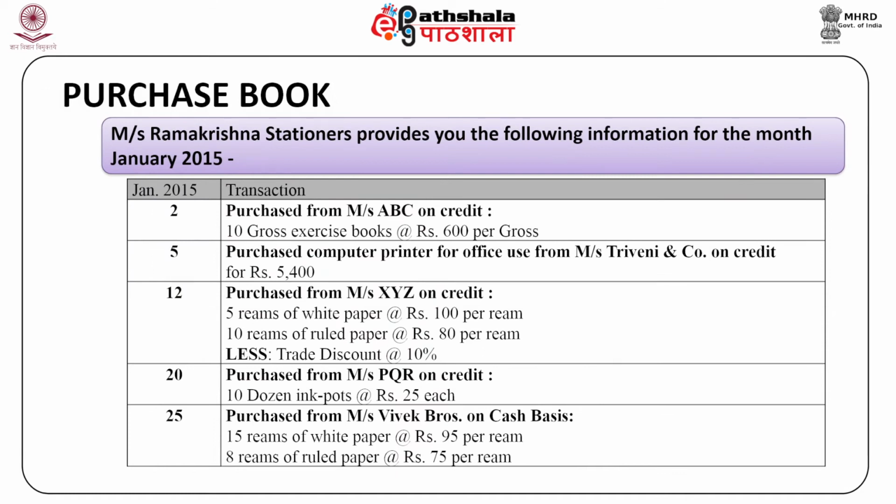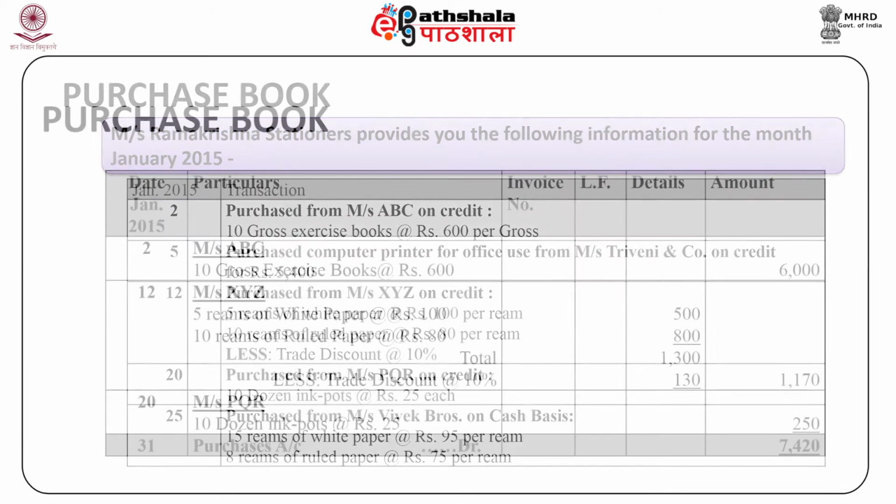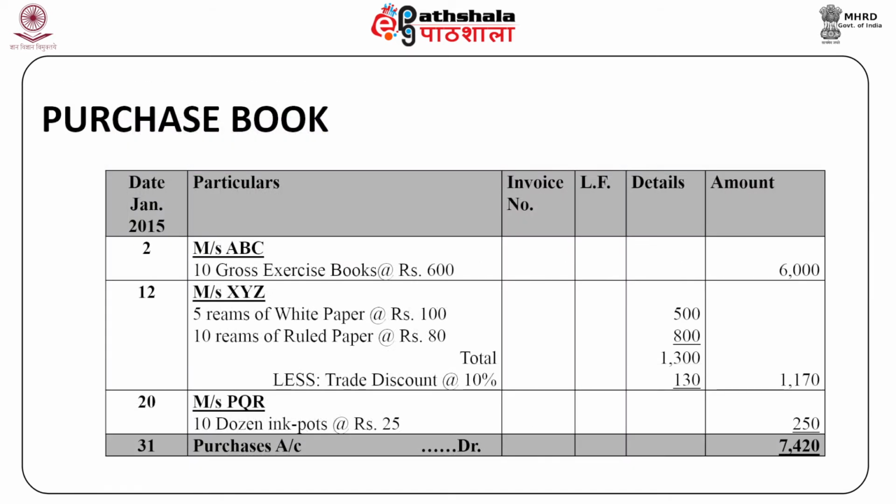Now we can look at another example. Messrs Ramakrishna Stationers provides you this information for the month of January 2015. Then there is: prepare purchases books of Messrs Ramakrishna Stationers.